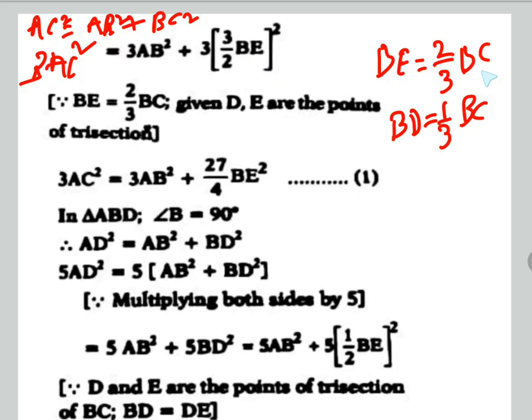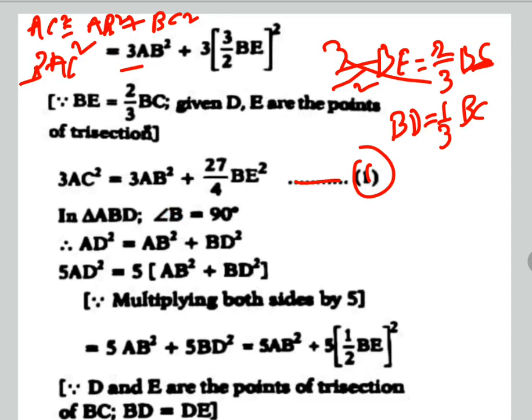BC, we can write BC equal to 3 by 2 BE. If we take it to the left side, the denominator changes into numerator and numerator into denominator. So 3 AC square is equal to 3 AB square plus, 3 square is 9, 2 square is 4, and 3 multiplied by 9 is 27 by 4 BE square. This is equation number 1.